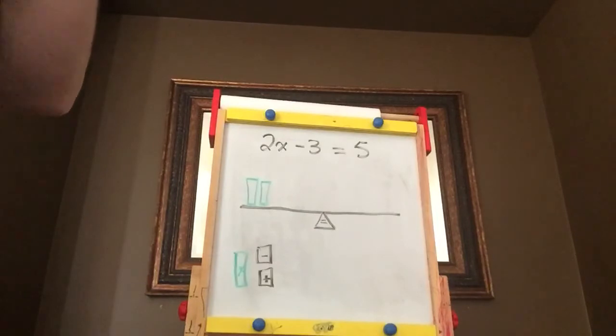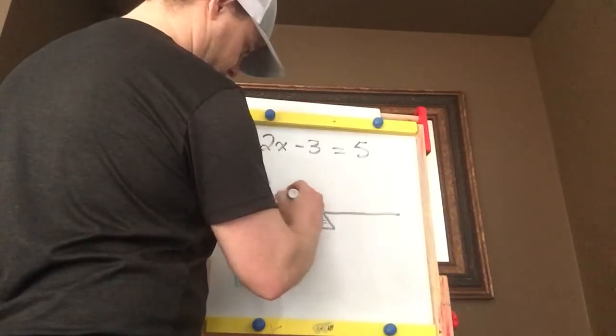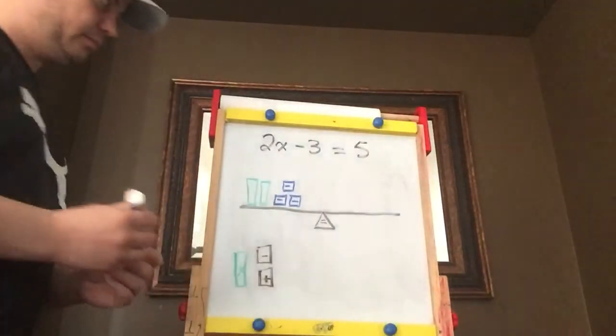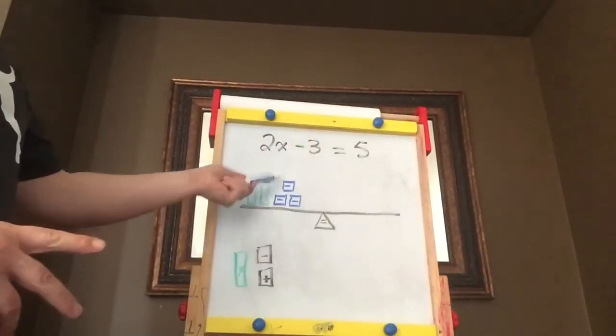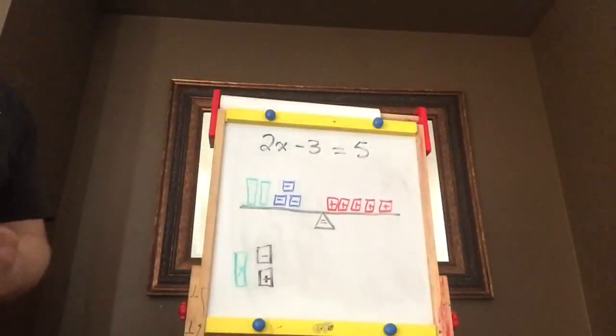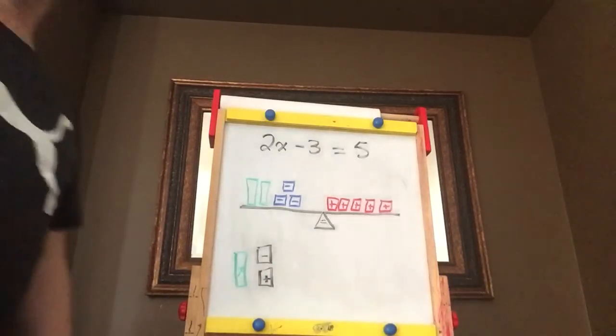Subtract 3. I'll do those in blue. Okay, 2x subtract 3, and it equals a positive 5. So, use 5 red ones here. All right, so that is a picture to represent that equation.